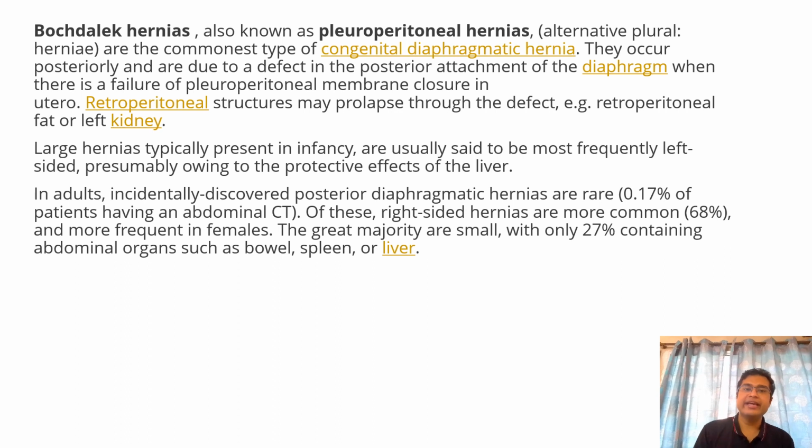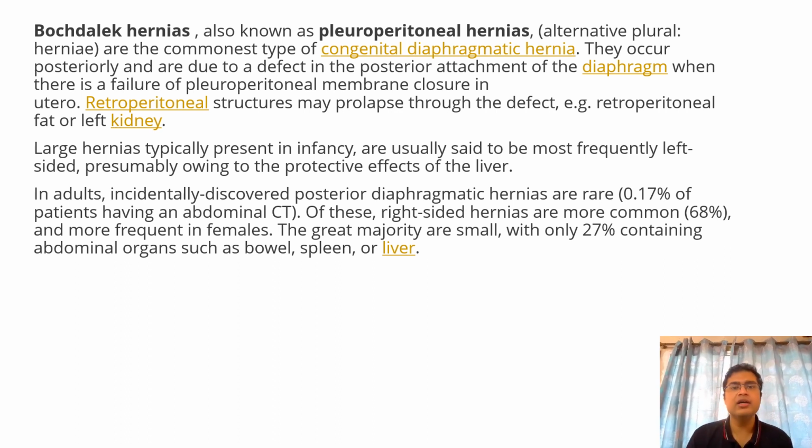So the second case being the Bochdalek hernia, where the abdominal contents were herniating through the defect in the diaphragm on the posterior side, on the right side. It was a non-traumatic case and it was an incidental finding.